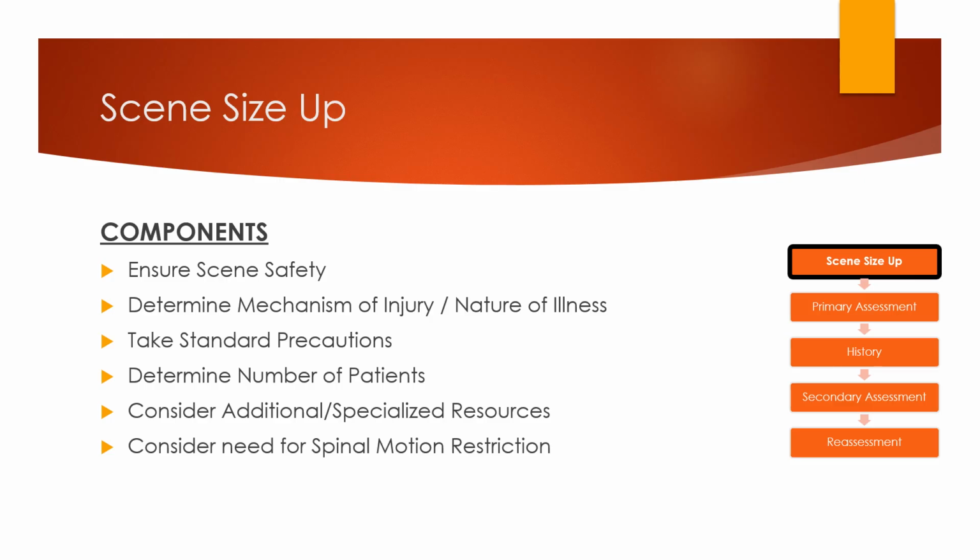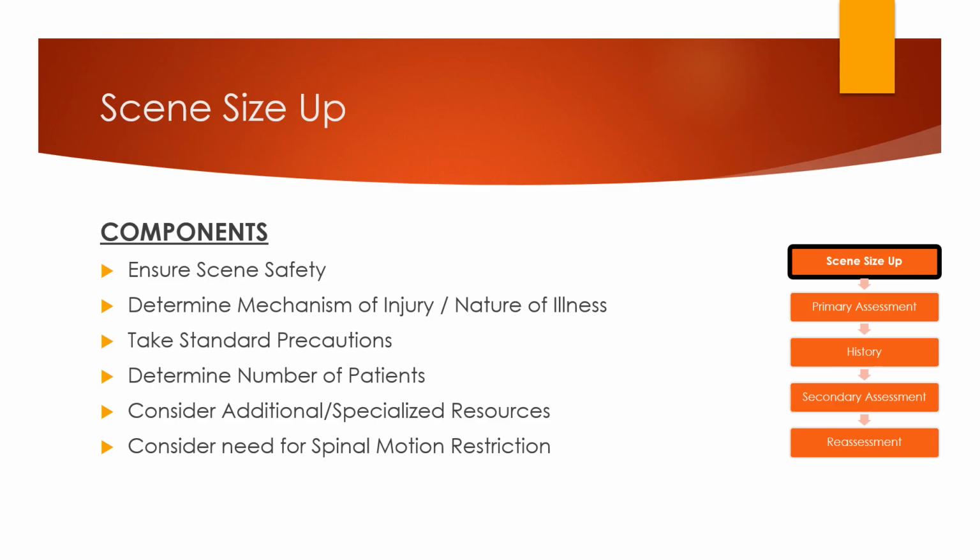These are generally medical patients, right? Scene safety may or may not be an issue. We want to determine the mechanism of injury or nature of illness. Again, these are usually medical patients, although trauma to the chest can also cause chest pain. We want to make sure we're taking appropriate PPE. So PPE would include gloves and then other PPE depending on what other things are going on with the patient.